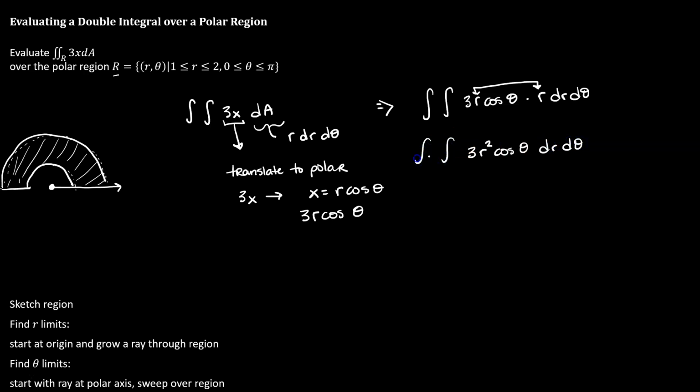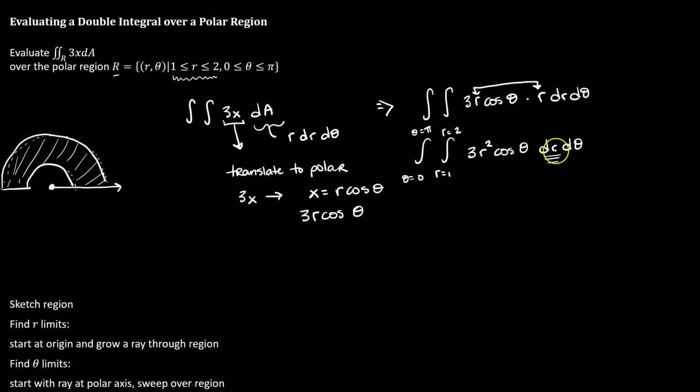And now we just need to apply the bounds to our integrals. dr is first, so we'll put the bounds for r. Looking back at the set builder notation for our region, we see r is allowed to go from 1 up to 2, and theta is allowed to go from 0 up to pi. And then we just integrate as usual.